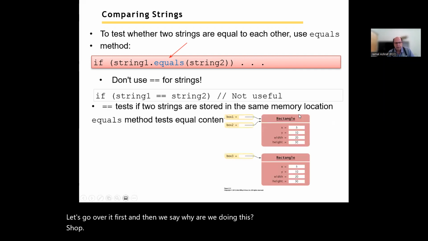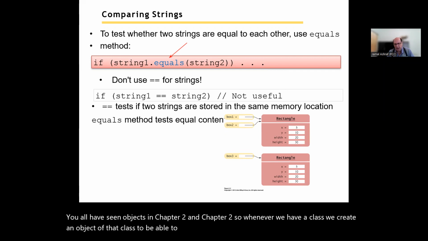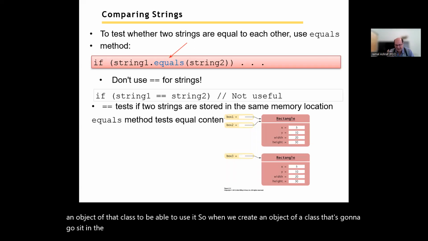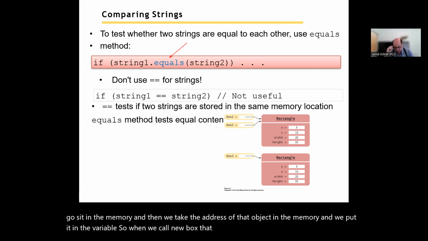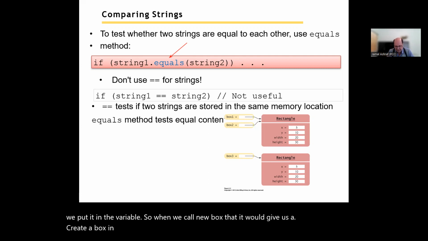We're going to be talking later on about objects. You have seen objects in chapter 2 and chapter 3. Whenever we have a class, we create an object of that class to be able to use it. When we create an object of a class, that's going to go sit in the memory. And then we take the address of that object in the memory and put it in the variable. So when we call new box, it would create a box in memory and give me the address of that.